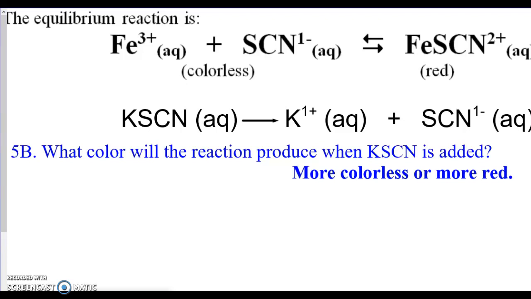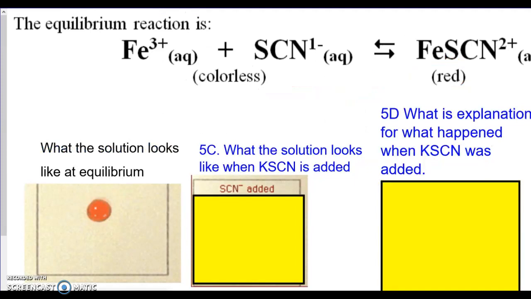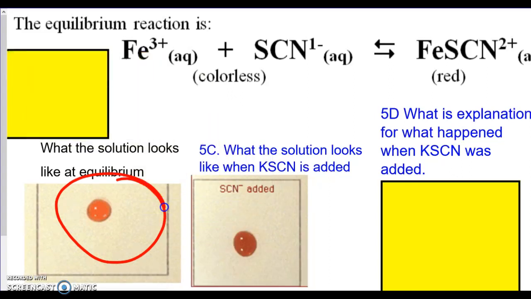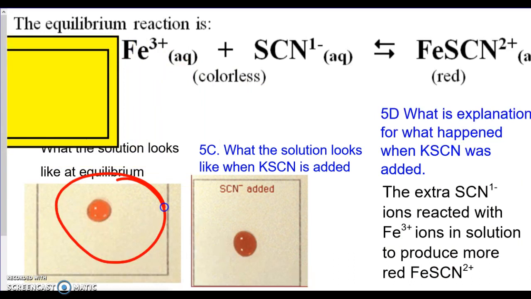What color would it produce? Well, if we are shifting this direction, we are shifting towards red, so it should be more red. So let's take a look at the actual experiment. This is the color at equilibrium. We add some potassium thiocyanate to it. It did in fact become darker red. What's a good explanation for that? The extra thiocyanate ions reacted with the iron 3 ions in the solution to produce the red iron 3 thiocyanate. Again, pause the video so you can take notes.